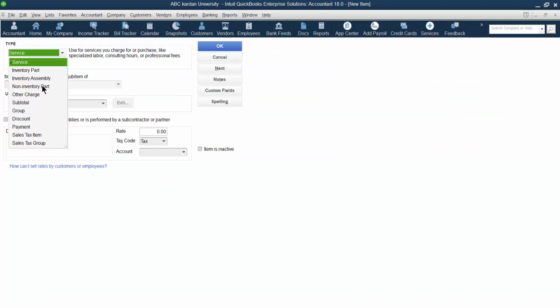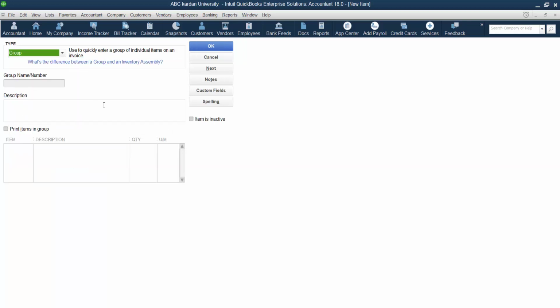Inventory assembly, non-inventory part is very simple. See, this part, the other charge, subtotal, discount, and payment will be discussed later on. Why? Because it depends on the customers, it depends on the vendors, and so on. First of all, we have to understand those people. First of all, we should create our customers and so on. Later on, we will come back and we will explain this part, right? But this part is simple.